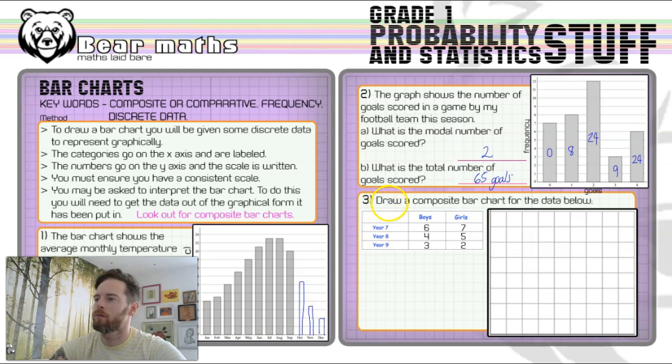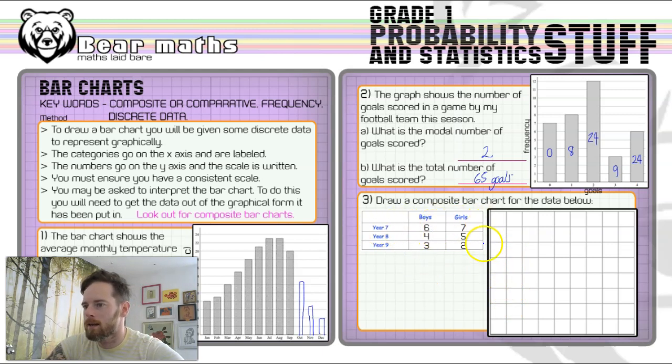Then we've got in part 3 to draw a composite bar chart for the data below. Now, if we're going to do it all properly, we're going to use rulers and pencils, right? Something I haven't got the luxury of on here, unfortunately. So I'm going to draw some wobbly bars, but they shouldn't be wobbly bars. I'm going to do as best as I can.